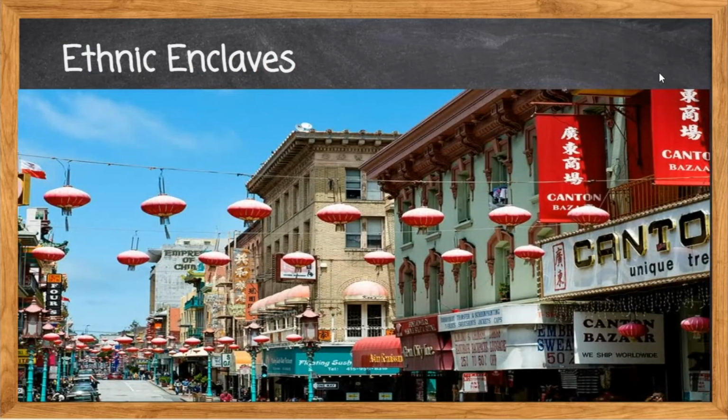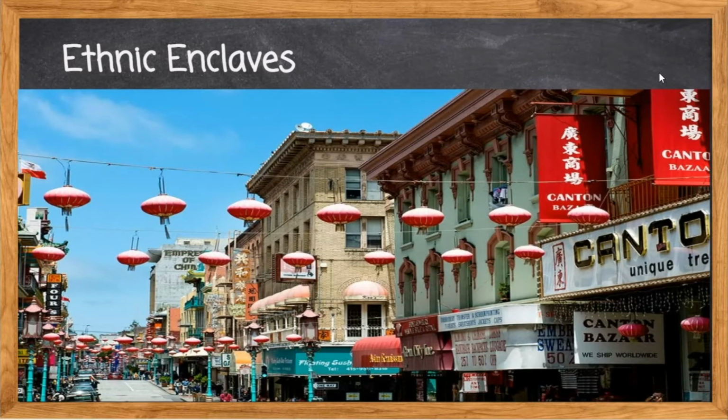We also see ethnic enclaves rise up. These are neighborhoods of people from the same country. So, for example, Little Italy, Chinatown, they speak the same language, they eat the same food, and they share the same culture. If you've never been to our Chinatown here in Houston, it's pretty interesting to go down there and check it out.